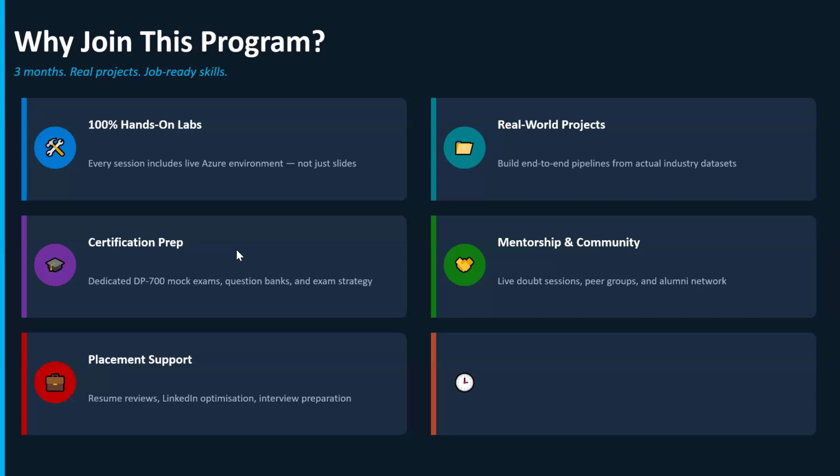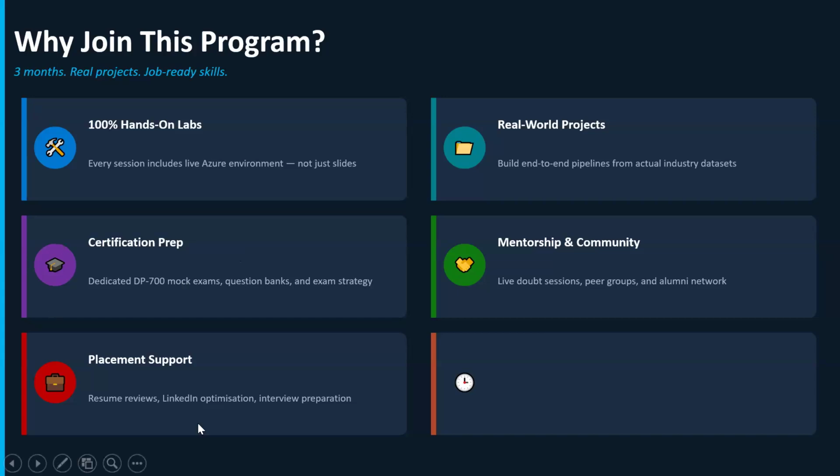Yeah, so 100% lab. Everything is in a live Azure environment. Very few slides, like 1 or 2 slides for the introduction, but more of a hands-on. It's not theoretical. Almost 80% of the course is hands-on, and of course you'll get the certification question banks. I'll try to provide DP 600. I just mistyped it over here.